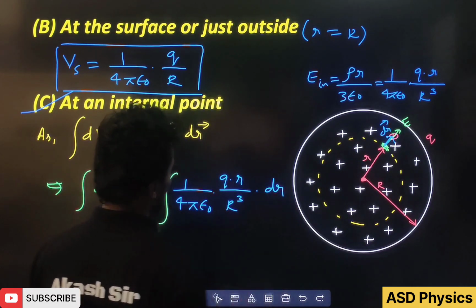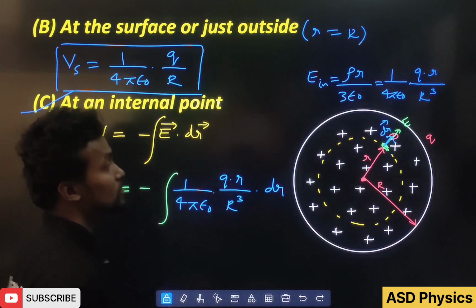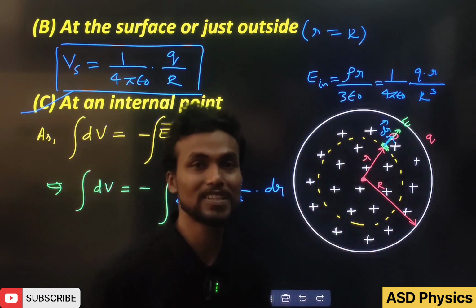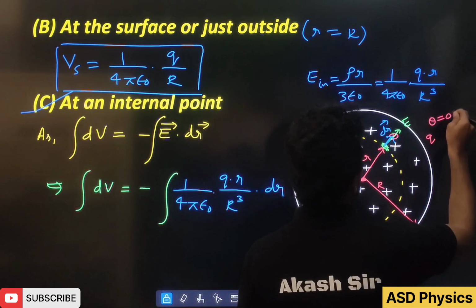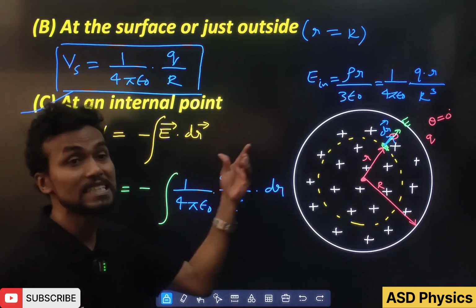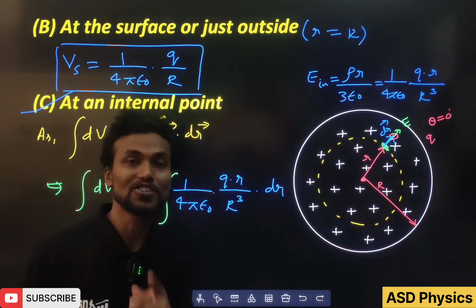And here what is there? This dr is there. Now because the angle between E and dr, how much here? Anyhow 0 degree. Both are in which direction? Same direction. And you know very well, dot product means E dot dr means E dr cos theta. Theta how much? 0. Cos 0 is 1.